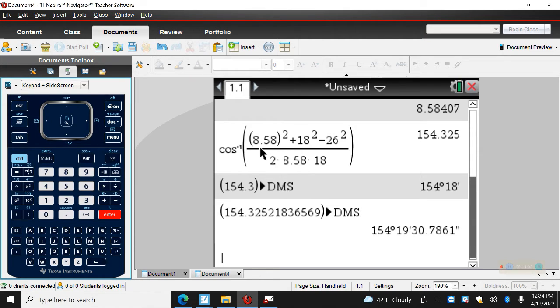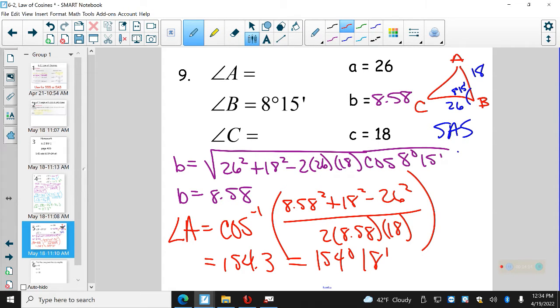Were we supposed to do this last night too with the DMS? Yeah. Okay. So now we have this right here, and I'm going to use the 154 degrees and 18 minutes. It's just nicer, it's prettier, and makes everything a little bit easier. So 154 degrees and 18 minutes.